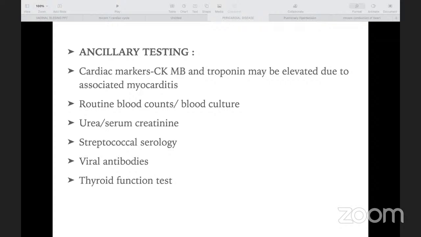The ancillary testing mainly concentrates on whether the patient is having infectious causes. For that, we send routine blood counts and blood culture, streptococcus serology, and viral antibodies, and urine and serum creatinine will give us an idea whether the patient is having uremic features leading to uremic pericarditis. And the cardiac markers may be elevated in association with myocarditis.